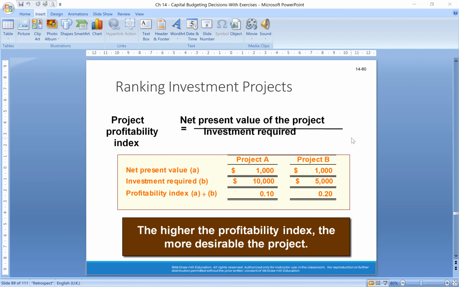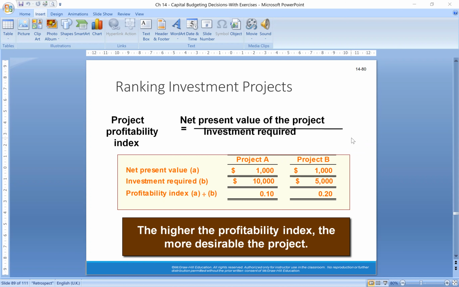Profitability index is the net present value of the project divided by the investment required. So the net present value for A is 1,000 divided by the investment required, 10,000. This equals 10%, 0.1. For project B, we will say 1,000 divided by 5,000. So this equals 20%. So I will choose what? B. Why? Because the profitability index is bigger.